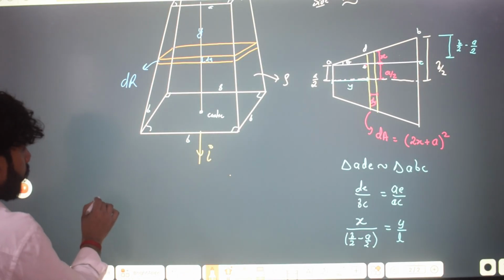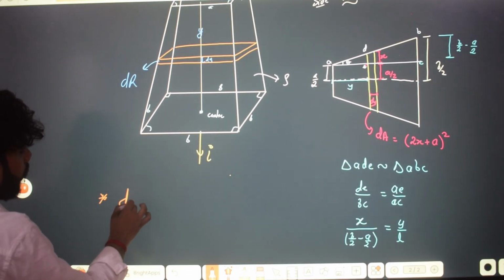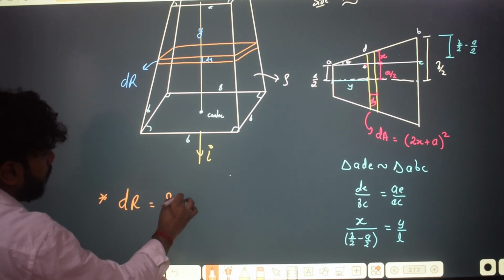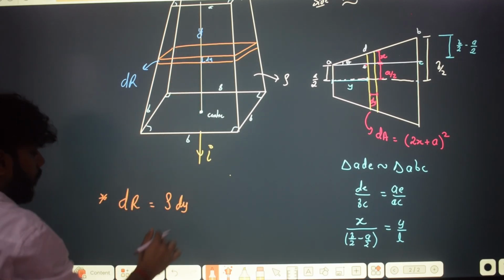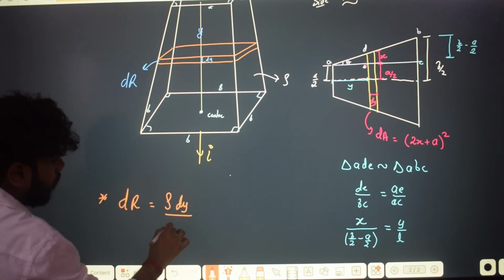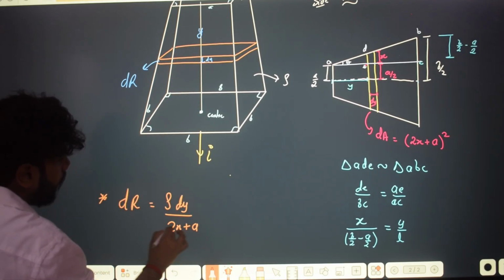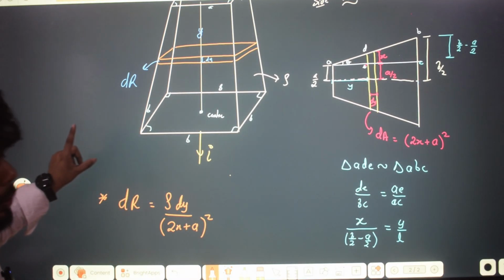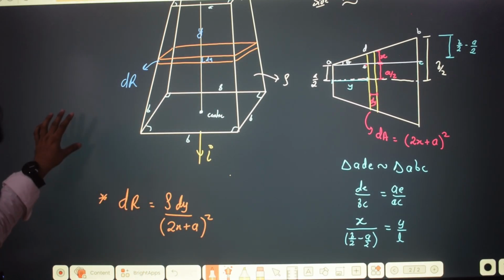Okay. So I said resistance is going to be what? Rho L by A, so rho L is just dy, because dy is the distance the current will travel. A is just going to be (2x plus a) whole squared. Now you can see from the integration, we are integrating with respect to y, but the variable is x, so we have to deal with it.